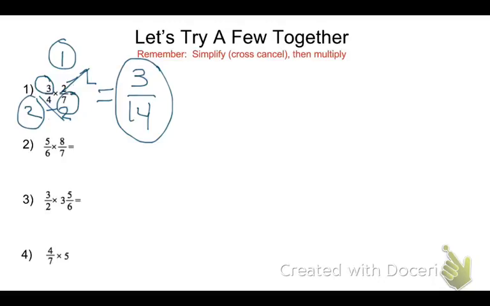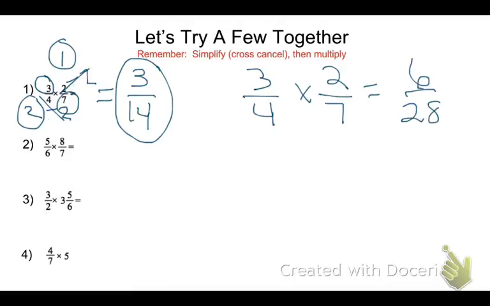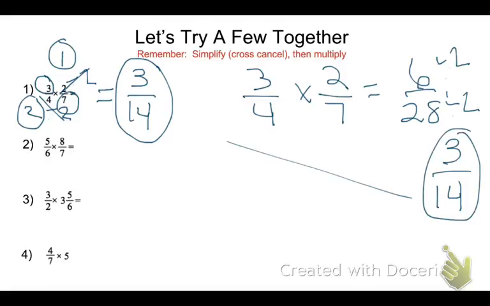I'm going to do this problem again, but this time I'm not going to cross-cancel. So 3/4 times 2/7. If I don't cross-cancel, I just multiply straight across and I get 6/28. Notice 6/28 is not in simplest form. I have to simplify it at this point. I have to think of a common factor of 6 and 28. I know they're both even numbers, so I can start with 2. 2 is a factor of both. 6 divided by 2 is 3, and 28 divided by 2 is 14. You can see I get the same answer.